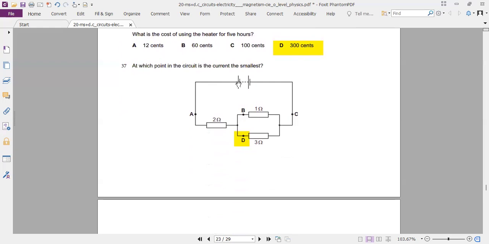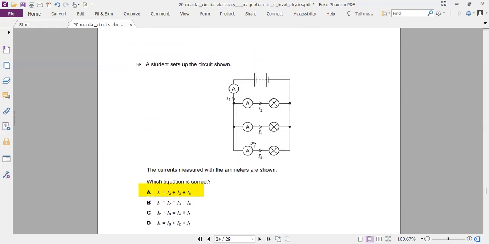Smallest current, well, the current passes through 2 ohms, splits into this and this. The higher resistance will carry the smallest current. I1 should be equal to I2 plus I3 plus I4, and that is here. That's the only choice. All others are wrong because that's the only thing happening here.